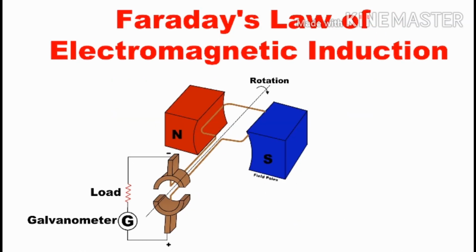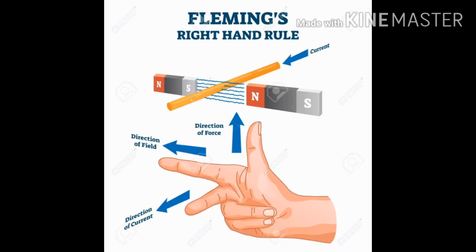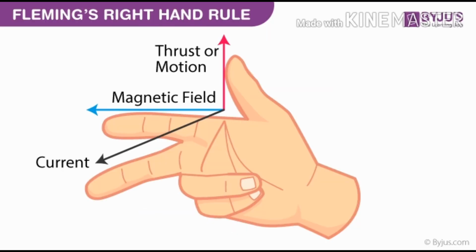To understand when the induced current in the electrical conductor, that is the coil, is maximum, we are going to learn Fleming's right hand rule. The induced current will be maximum when the direction of motion of the electric conductor is perpendicular to the magnetic field. To show the direction of the induced current, Fleming's right hand rule is very useful.